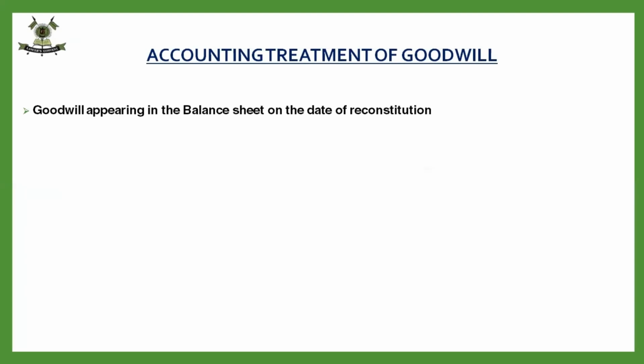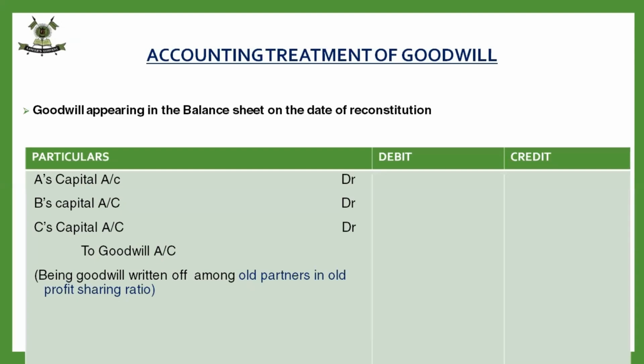Fine. So for goodwill appearing in the balance sheet on the date of reconstitution, we have to pass one entry. Goodwill is an asset. It will be appearing on the asset side of the balance sheet. So if I have to write off any asset, I have to credit that asset. And who will be debited? All the partners existing on the date of reconstitution, for whom I'll be using the term old partners. So this goodwill is written off amongst the old partners in old profit sharing ratio.